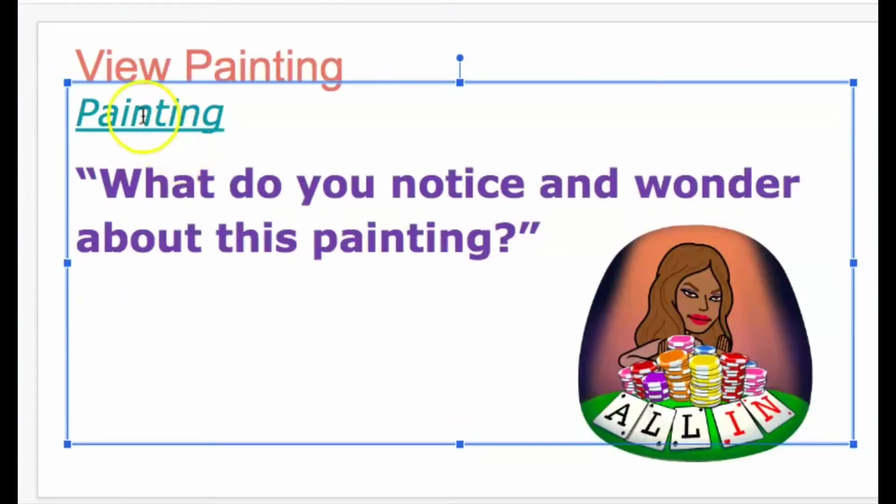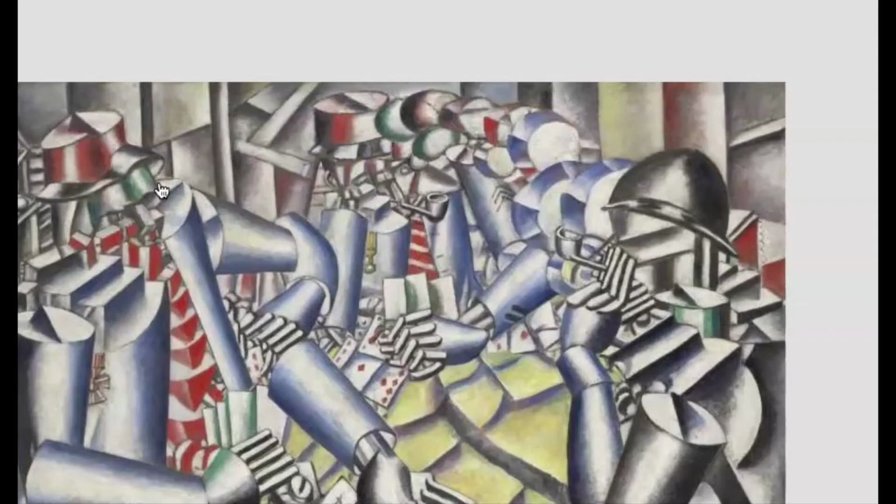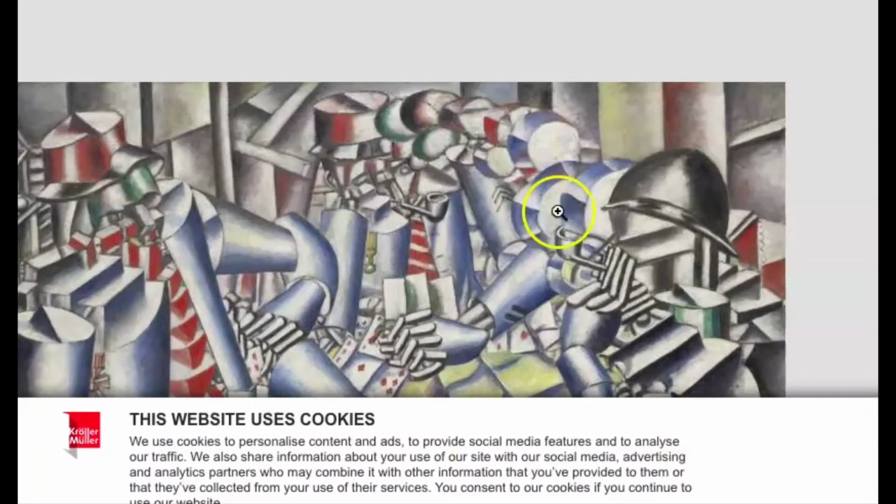Today we are going to view a painting, and when you look at this painting I want you to ask yourselves, what do you notice and wonder about this painting? I will have a link of this inside of Schoology for you to see the painting more clearly.